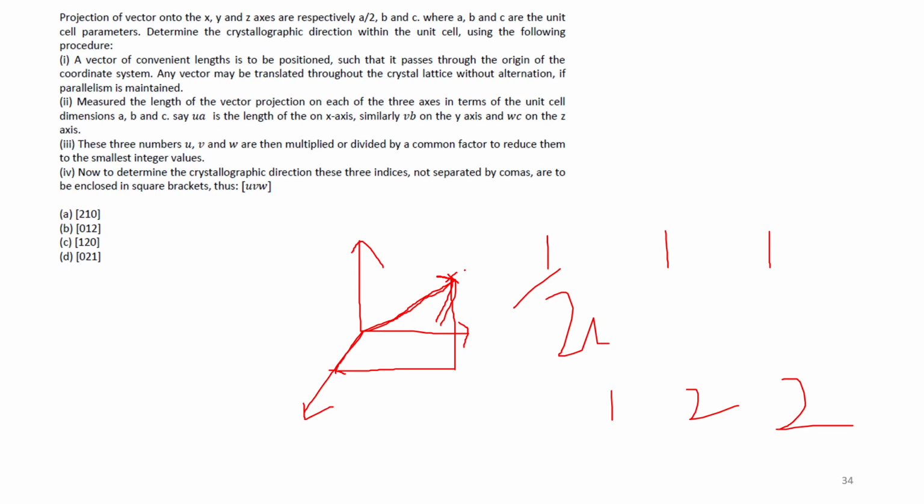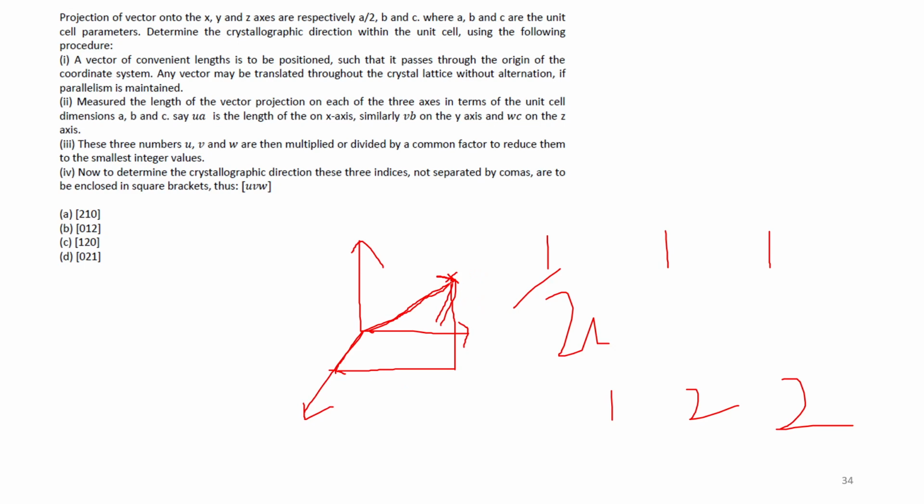So see here, you can see a vector. This is the vector which we have shown in the first section. Then measure the length of the vector projection on each of the three axes in terms of the unit cell dimensions a, b, c. Say u a is the length on the x axis, v b is on the y axis, and w c is on the z axis.